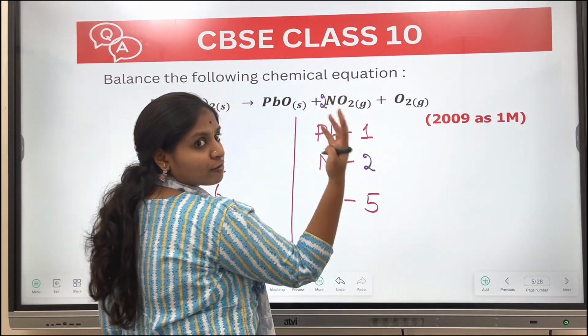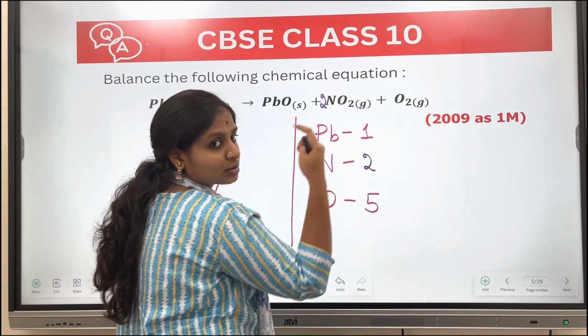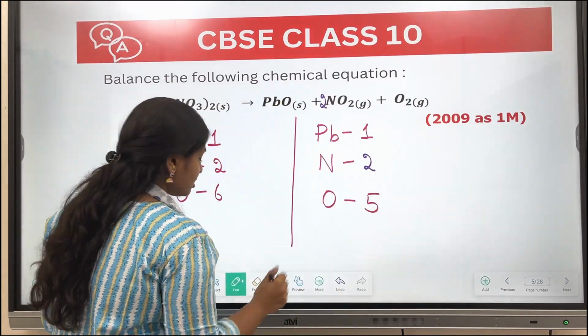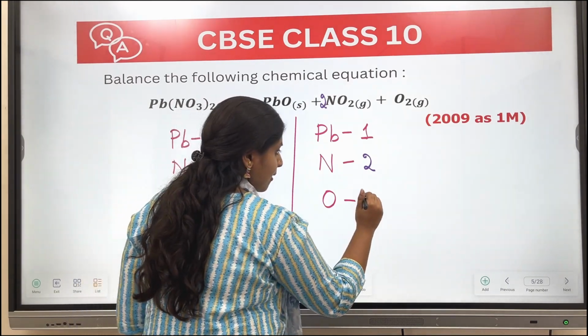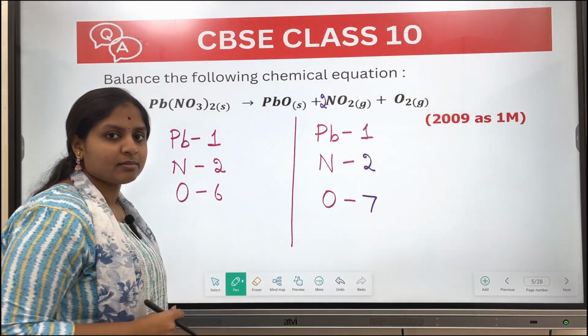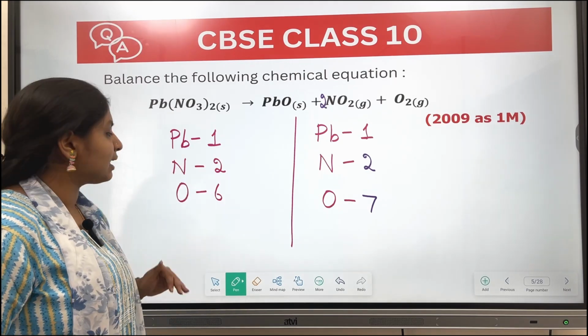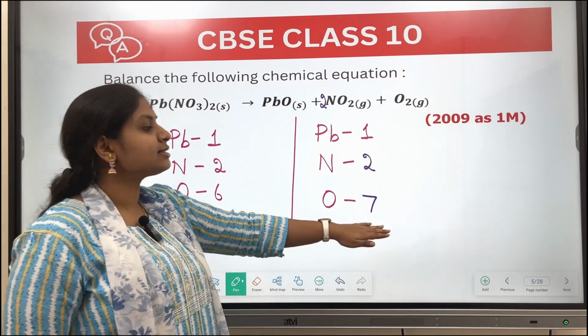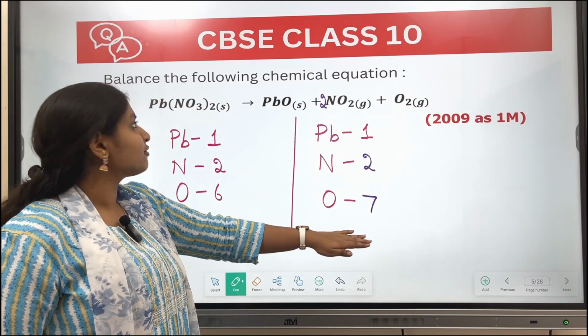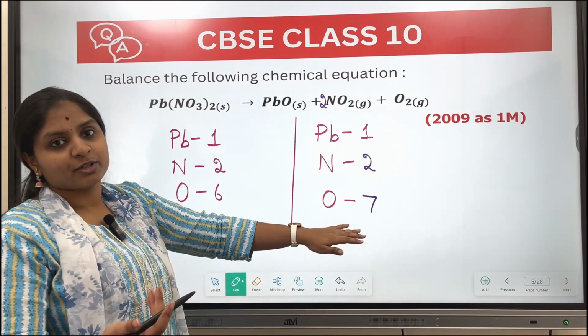2 times 2, 4. 4 plus 2, 6. 6 plus 1. So there are 7 oxygen atoms now. So nitrogen got balanced. Next, oxygen, there are 6 on the reactant side and 7 on the product side. Therefore, it is not balanced. We have to balance it.